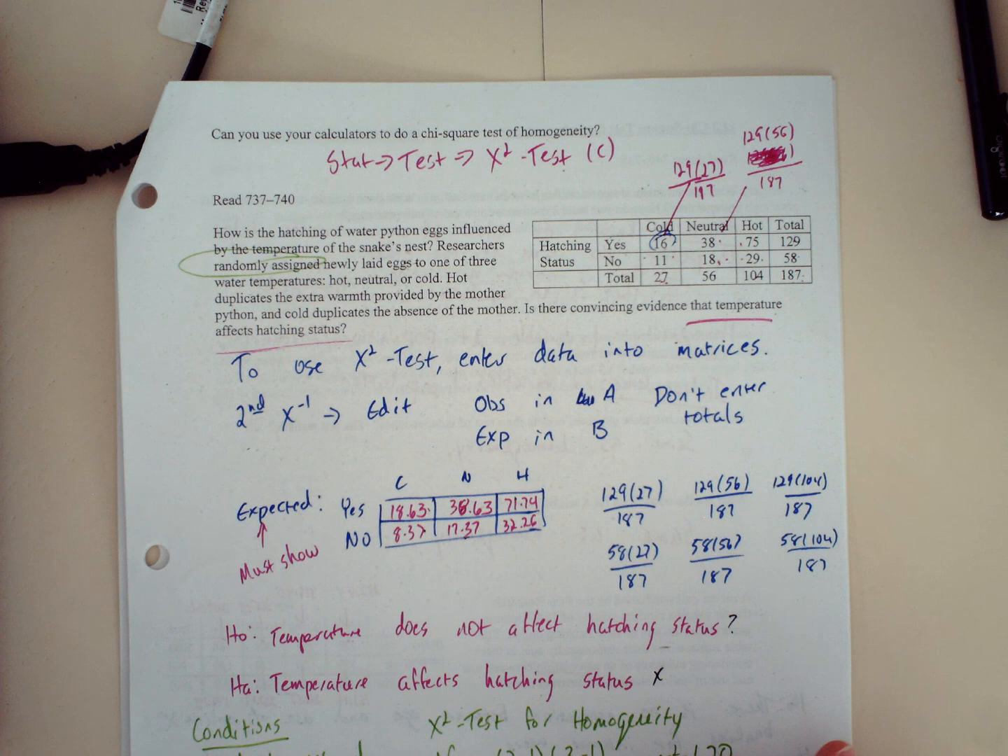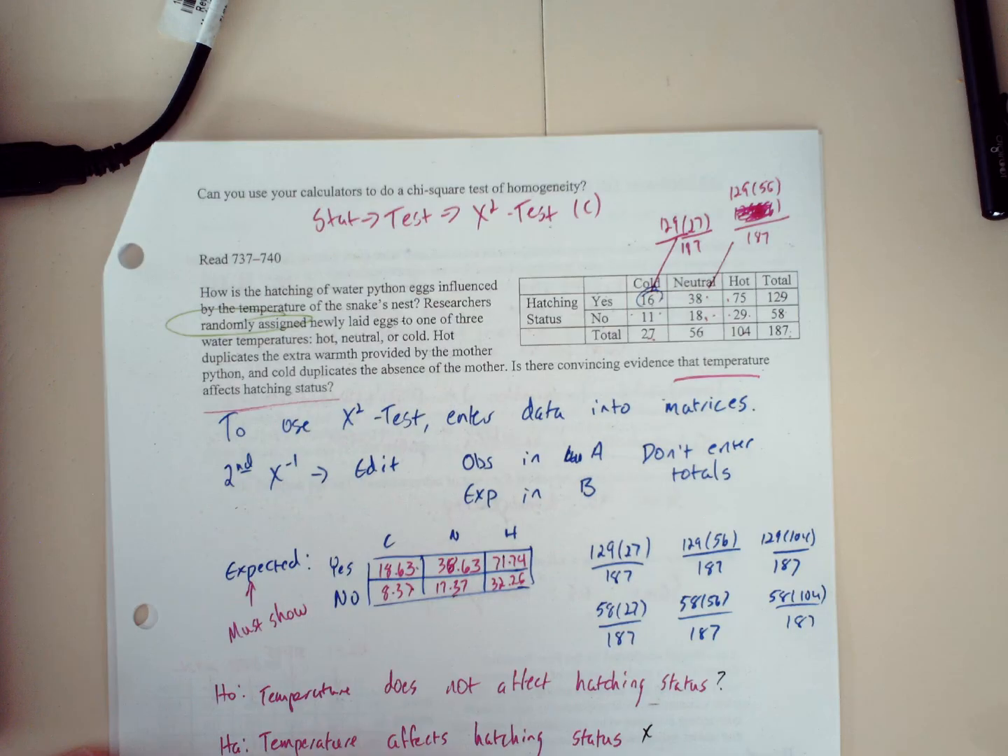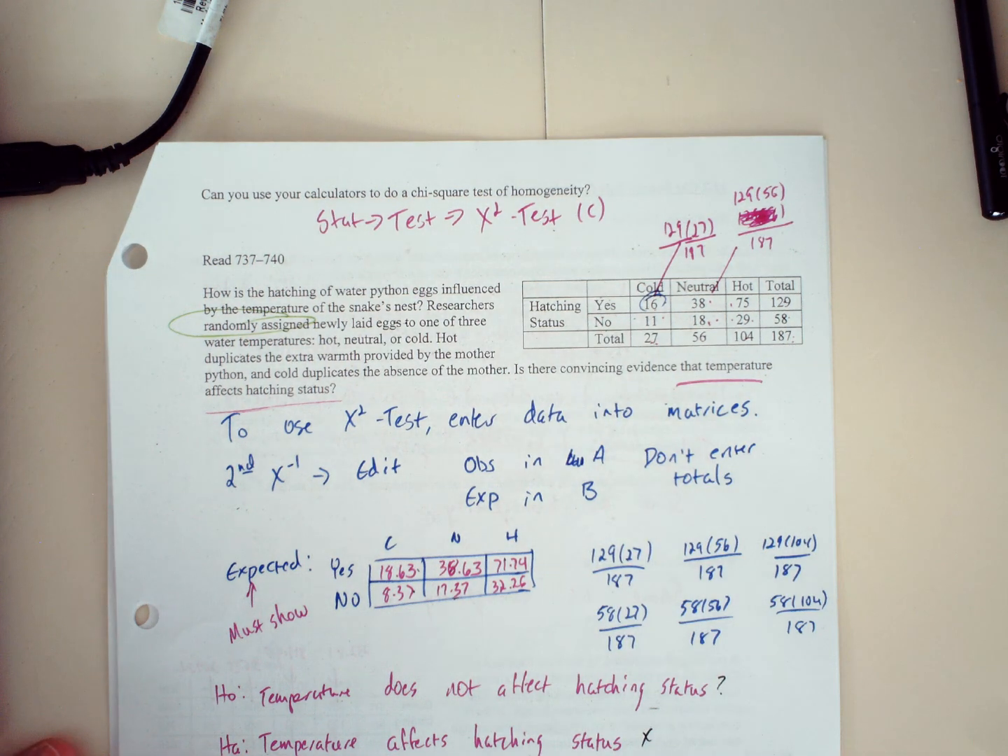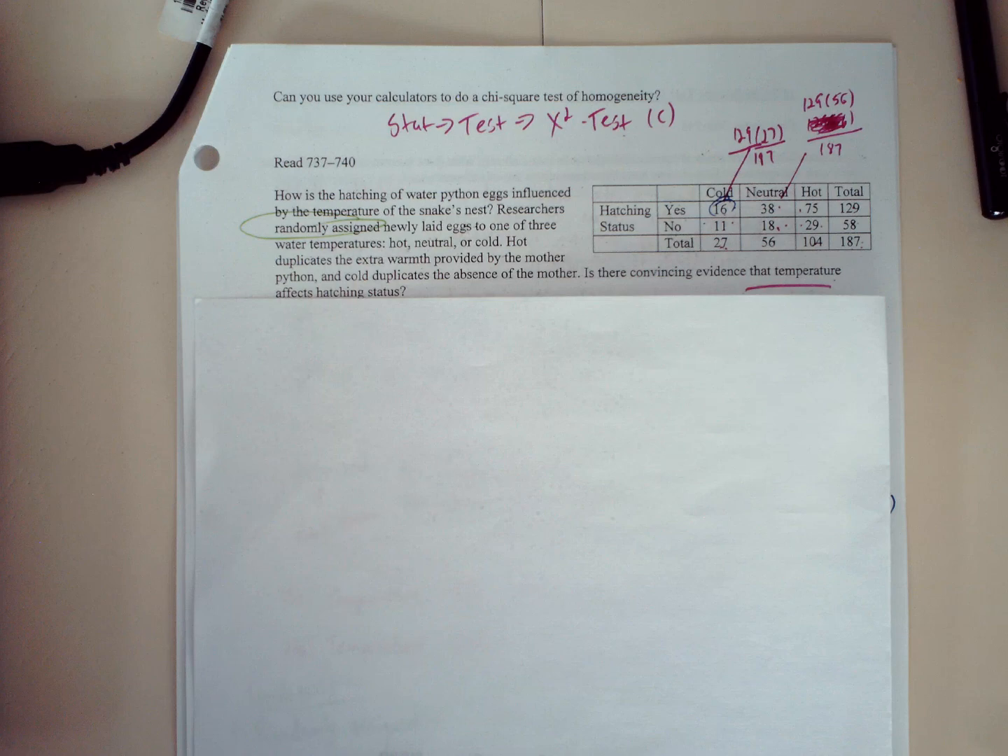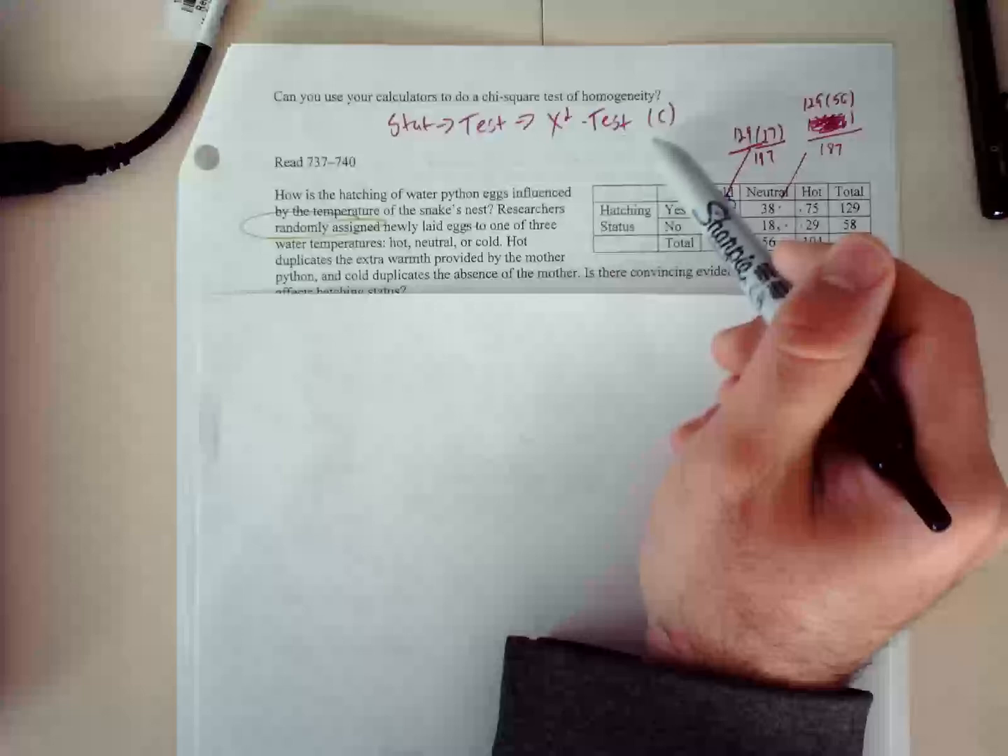So, if we are going through this, like I said, we're going to be running a chi-squared test, which is C, on the calculator.